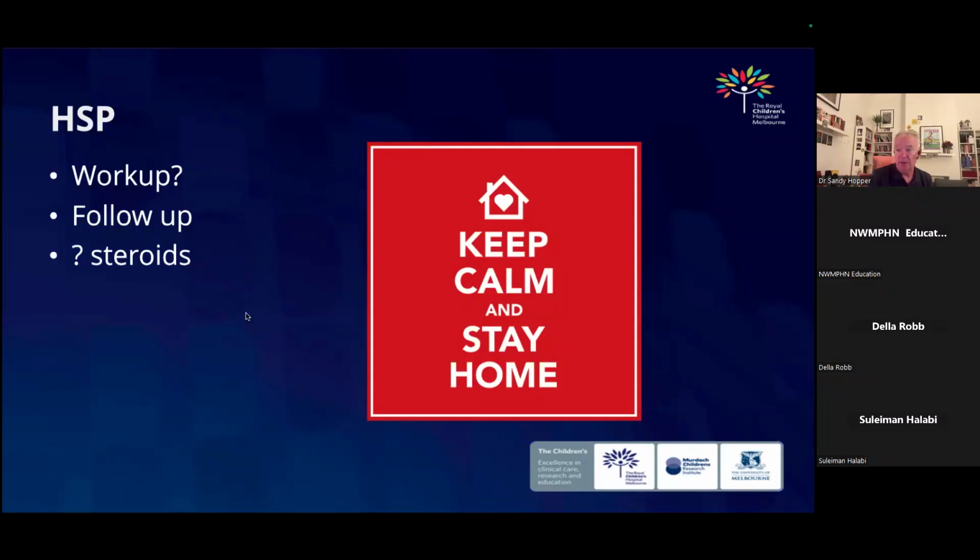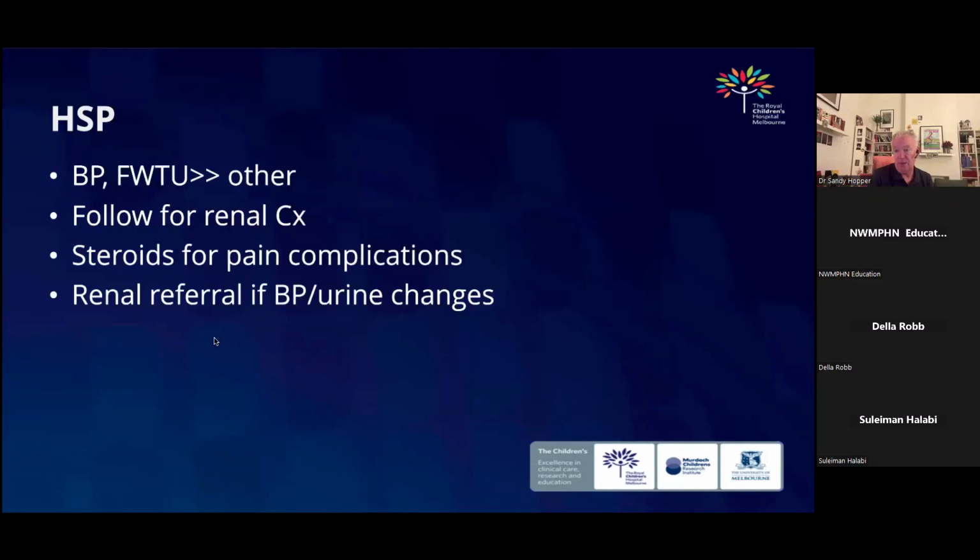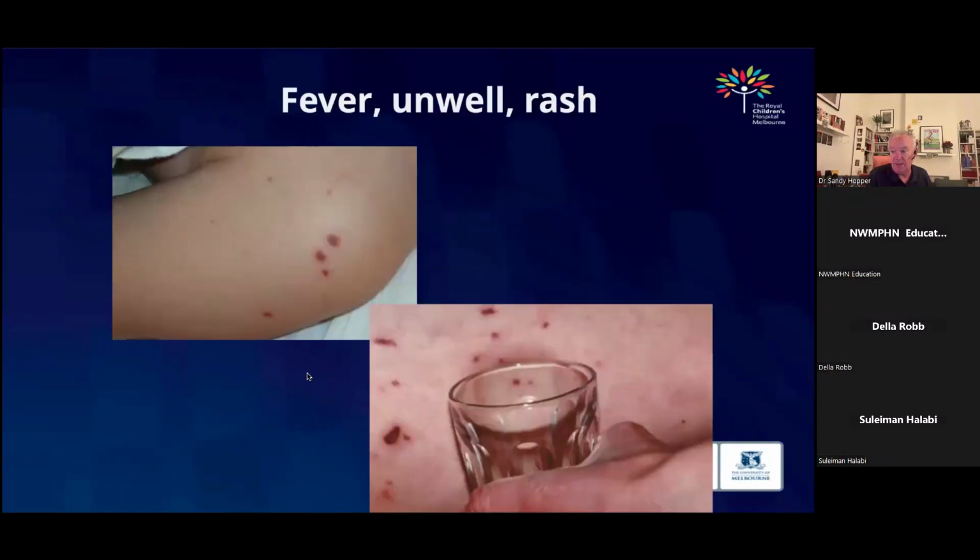But I usually talk to my paediatric colleagues, because these are kids who are sore. So steroids for pain complications and renal referral if blood pressure or urine changes. And keep a close eye. There's been a few kids who have been lost to follow-up and come back with bad kidneys. So I really stress to the parents that it's important that they stay in touch in terms of blood pressure and urinalysis.